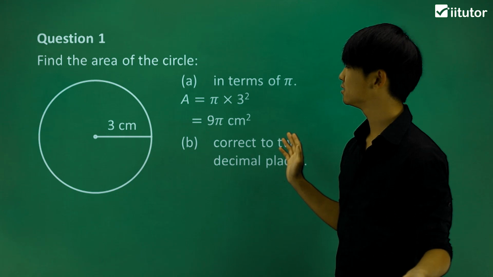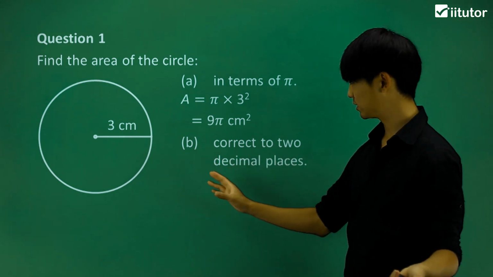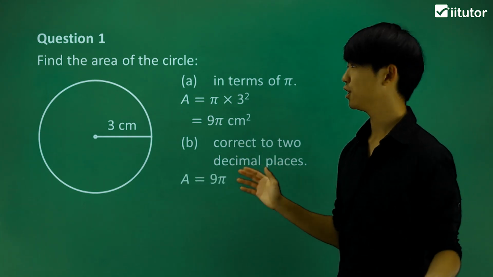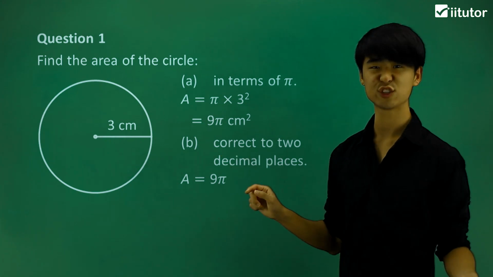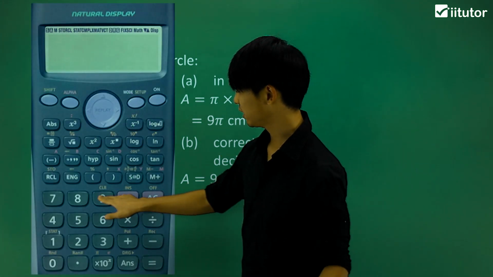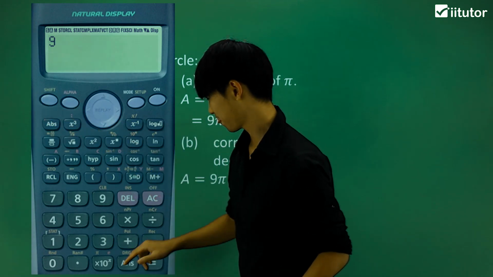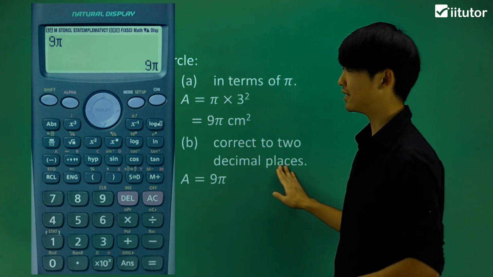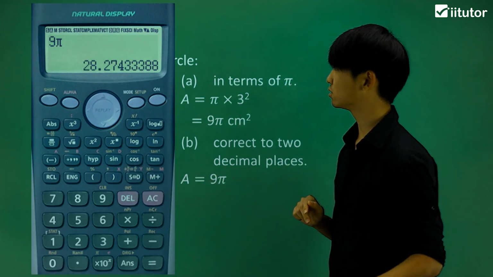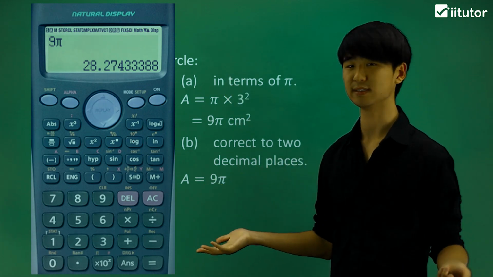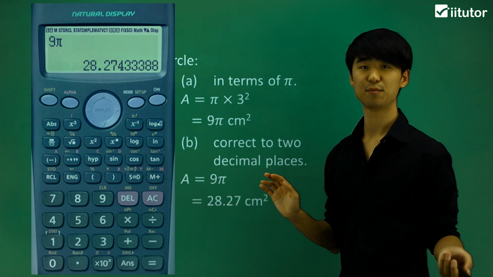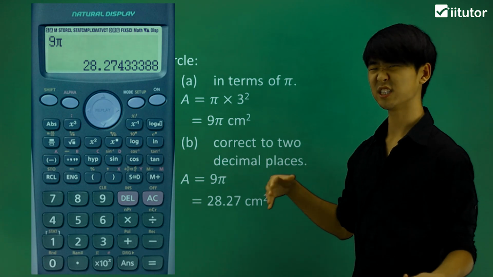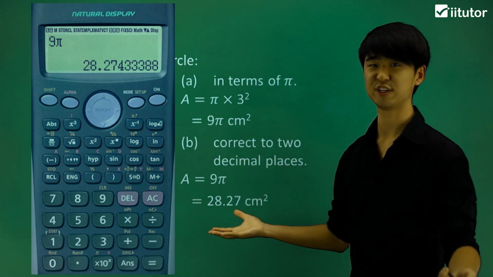Now looking at part B, we're going to find the area of the same circle, but correct to 2 decimal places. We found in part A that the area is 9 pi, so I'm going to enter that straight into my calculator. 9 shift pi, press equal, and I get 9 pi again, but I want it in decimal form. So let me press the conversion button, and that's my answer in decimal form. Correct to 2 decimal places, my answer is 28.27 centimeters squared. That was a nice easy question to warm up on finding the area of a given circle.